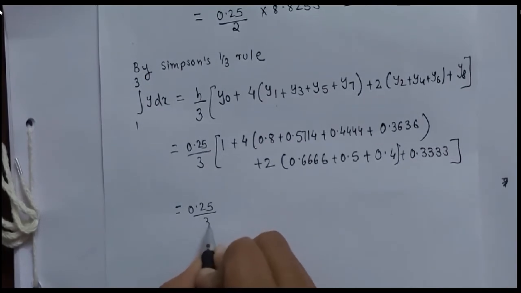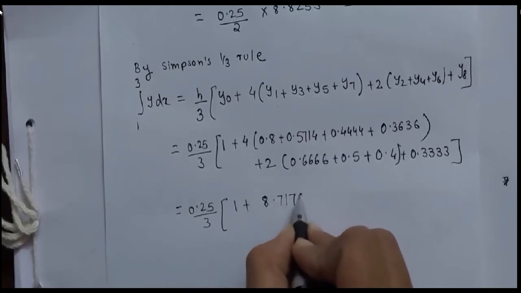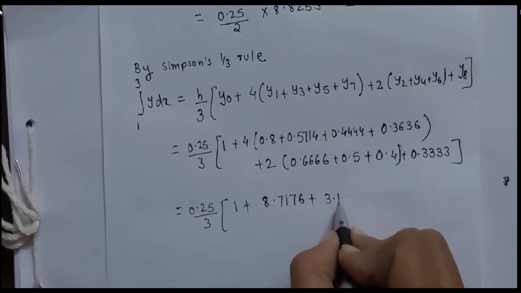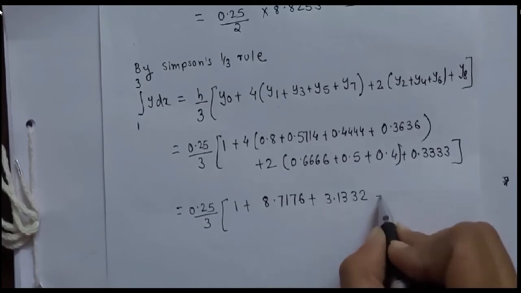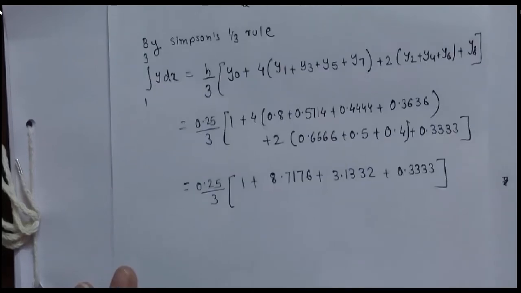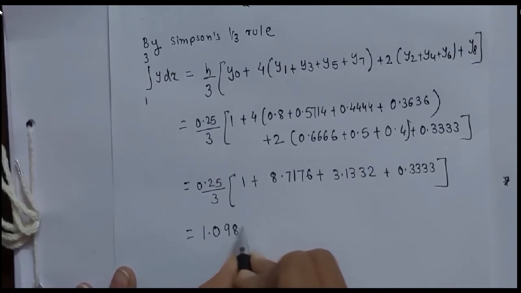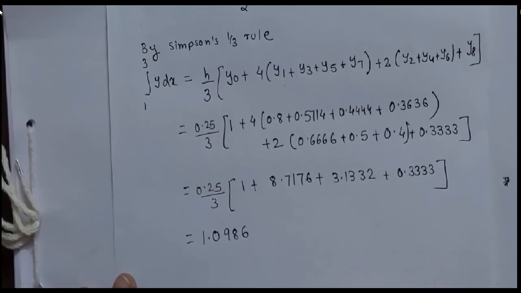0.25 divided by 3, 1 plus 8.7176 plus 3.1332 plus 0.3333, and the answer is coming out to be 1.0986.